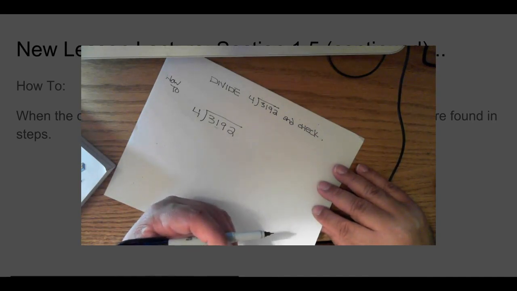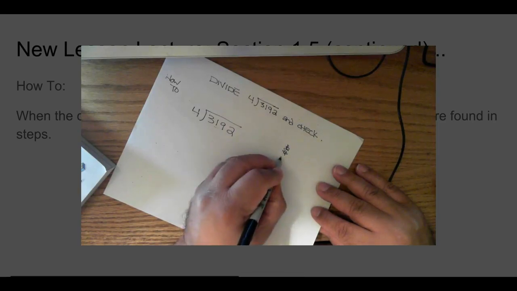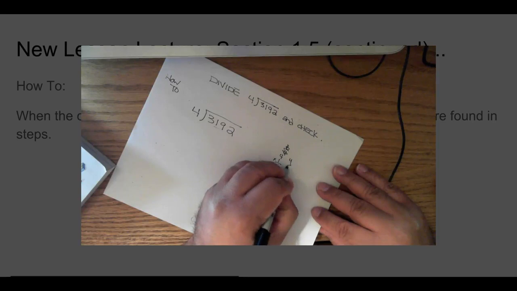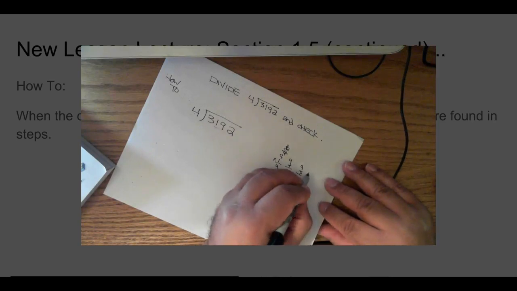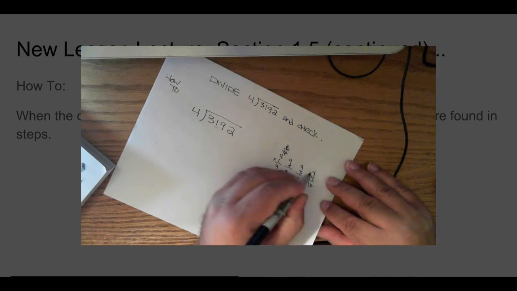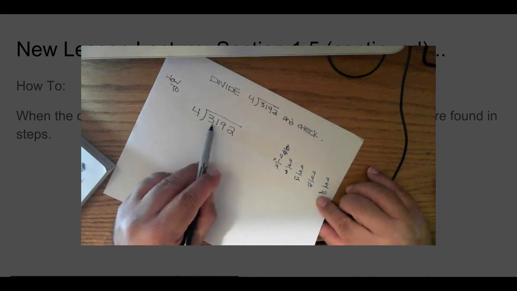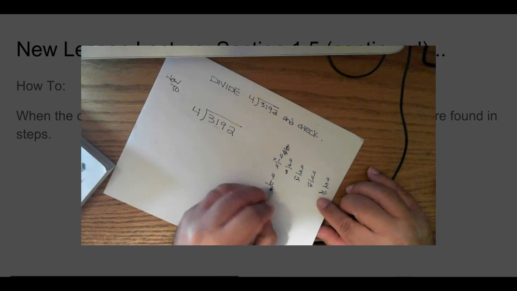So 6 times 4 is 24. So here, we'll just do it this way. Okay. So we know 1 times 4 is 4. 4 times 2 is 8. 4 times 3 is 12. 4 times 4 is 16. 4 times 5 is 20. So we have a 20. We're getting closer, and we don't want to go over, so we want to get as high as we can without going over this number. So 4 times 6 is 24.